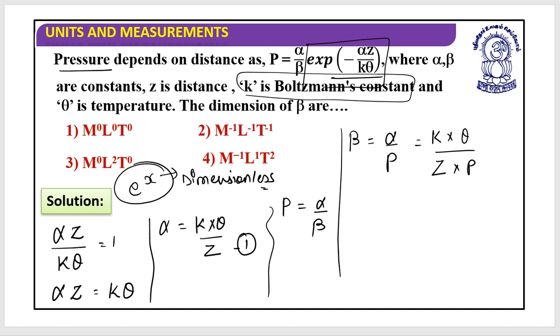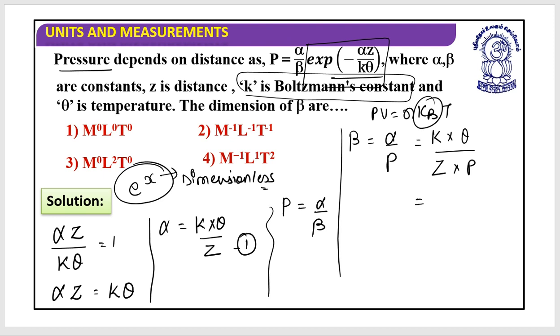Probably there is a problem with the Boltzmann constant. How can I find out the dimensions of the Boltzmann constant? I know this: PV equals N into KB into T. Here KB is the Boltzmann constant.